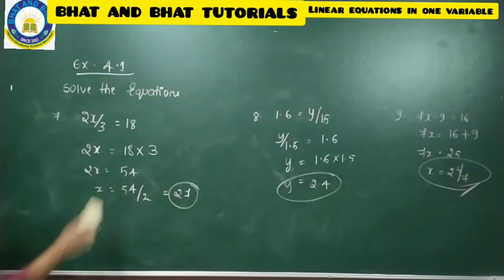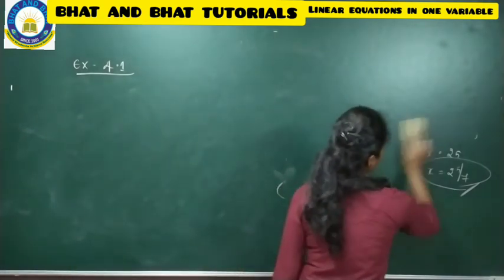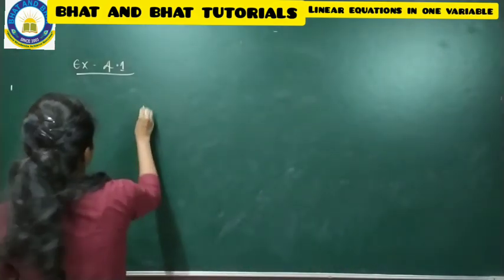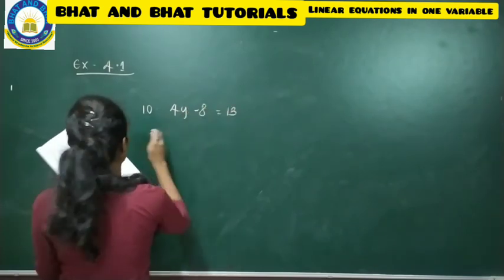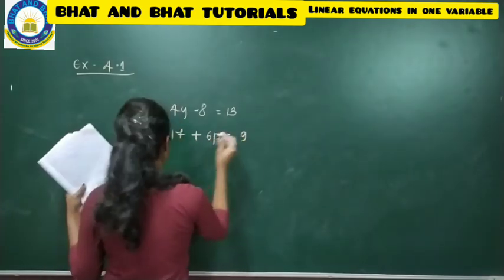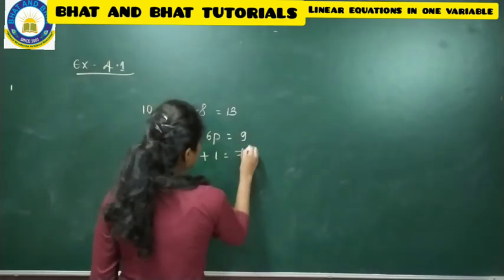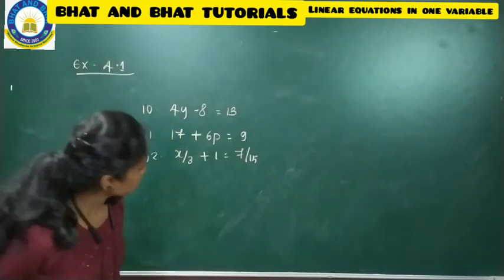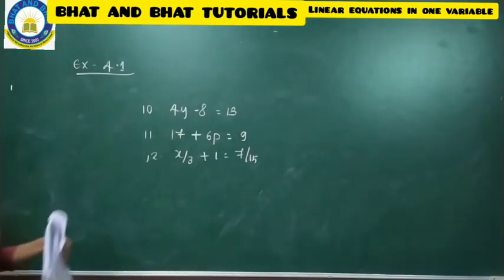Now I'll just move on to the next problem. So further three more problems are left. Those problems are the 10th one, 4y minus h is equal to 13. The 11th one, 17 plus 6p is equal to 9. And the 12th one, x by 3 plus 1 is equal to 7 by 15. So these are the problems that we have already discussed. You can work these out as your homework and you can just tell me the answers. So take down the questions now.